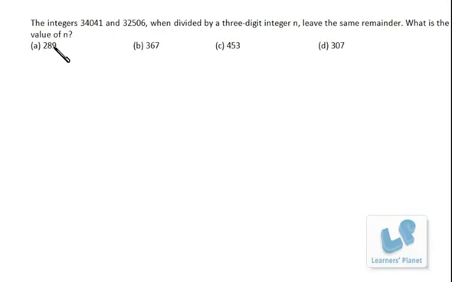Now let's try this problem. The integers 34041 and 32506 when divided by a 3-digit integer n leave the same remainder. What is the value of n? Before we do this problem, I'll take some smaller examples so you will be able to understand the concept which we are going to use over here.